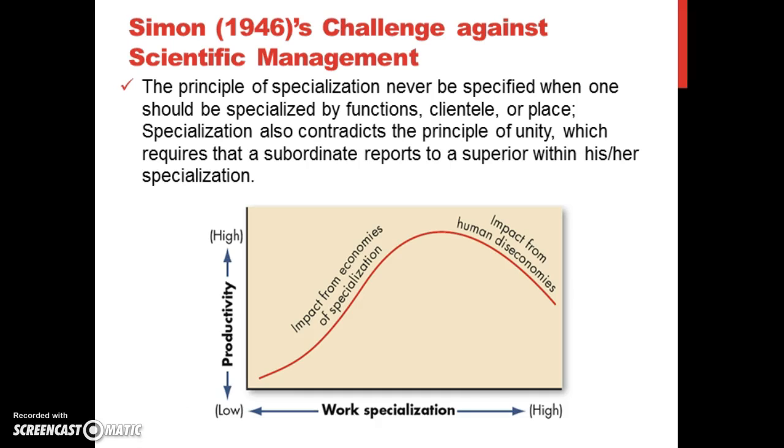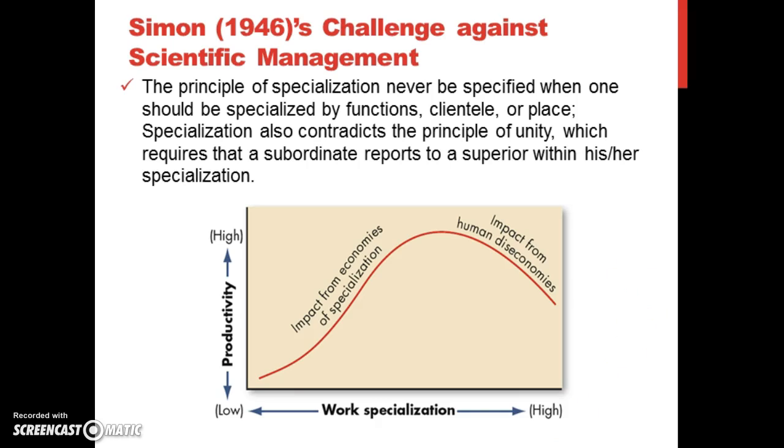But Simon pointed out that this best point of specialization cannot be fully identified, since any role or position in a work can be specialized along too many dimensions, such as functions, skills, customers, or place. Since human rationality is limited, we cannot recognize this best point for maximizing profits.